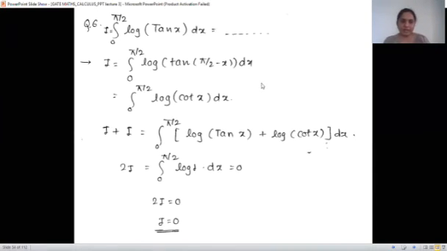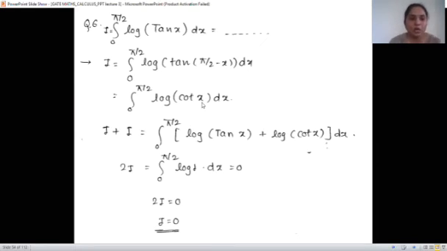Integration of log of tan x, and this is the same as integration of 0 to pi by 2 log of tan of pi by 2 minus x. We know the formula: integration 0 to a f of x is integration 0 to a f of a minus x dx. Right. So I is the same as log of tan of pi by 2 minus x. And we know tan of pi by 2 minus theta is cot theta. So it is cot x, and this is integration of log of cot x.